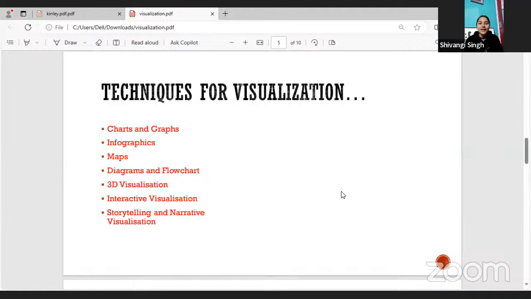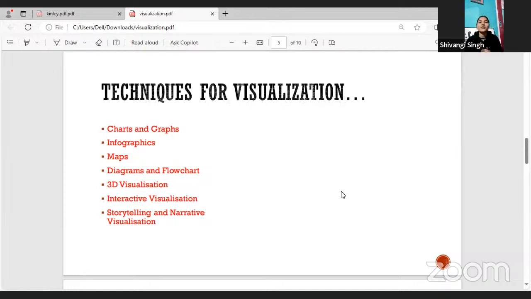Thank you, sir. Techniques for visualization. First of all, we will talk about charts and graphs. We know different types of charts like bar graphs, line charts, pie charts. These are used to represent numerical data and the relationship between variables. Infographics combine text, icons, and visuals to deal with complex data. Maps are used for location ideas, geographical locations and demographics. Diagrams and flowcharts are used to summarize things in an effective manner in a subtle way.